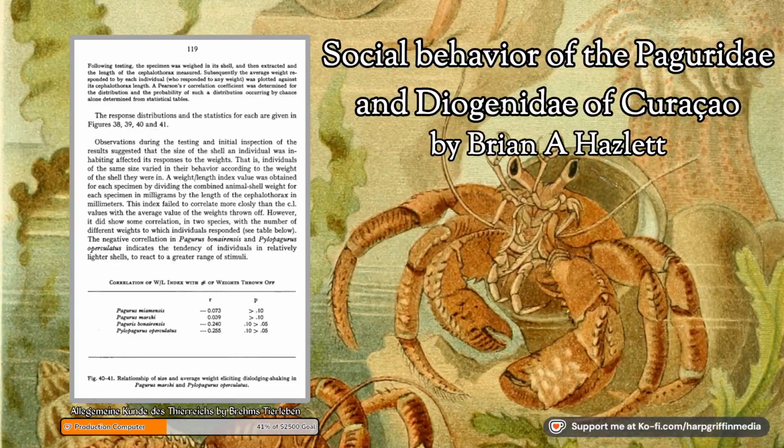Observations during the testing and initial inspection of the results suggested that the size of the shell an individual was inhabiting affected its responses to the weights. That is, individuals of the same size varied in their behavior according to the weight of the shell they were in. A weight length index value was obtained for each specimen by dividing the combined animal shell weight for each specimen in milligrams by the length of the cephalothorax in millimeters.